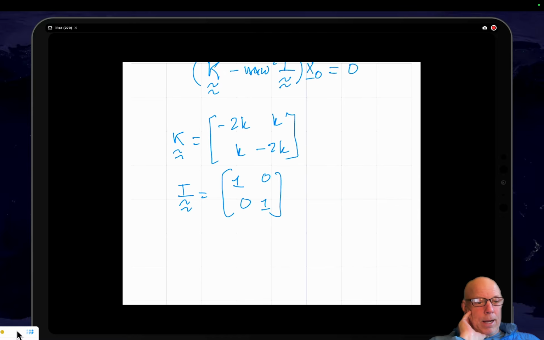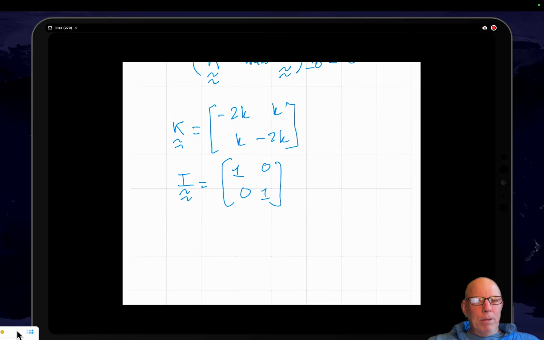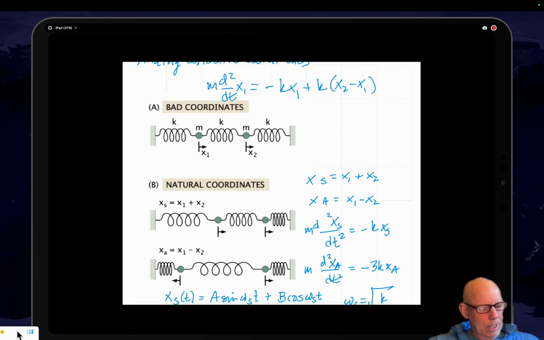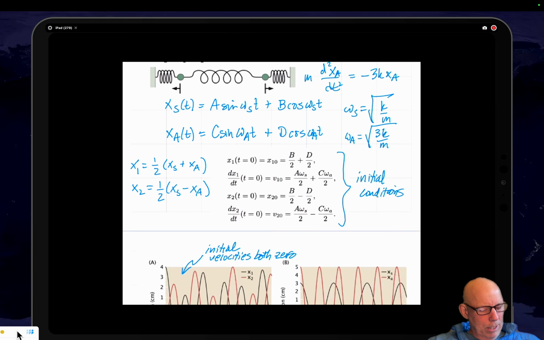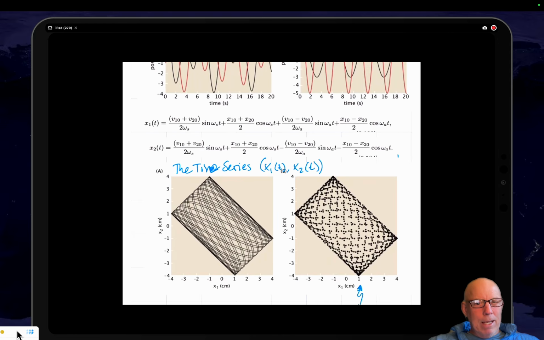In other words, by solving the mechanics problem, we found x1 of t and x2 of t. These are the x1 of t and x2 of t that I write here. It's a mess, but that's the answer. And you tell me your initial conditions, and I can plot a time series like shown here.